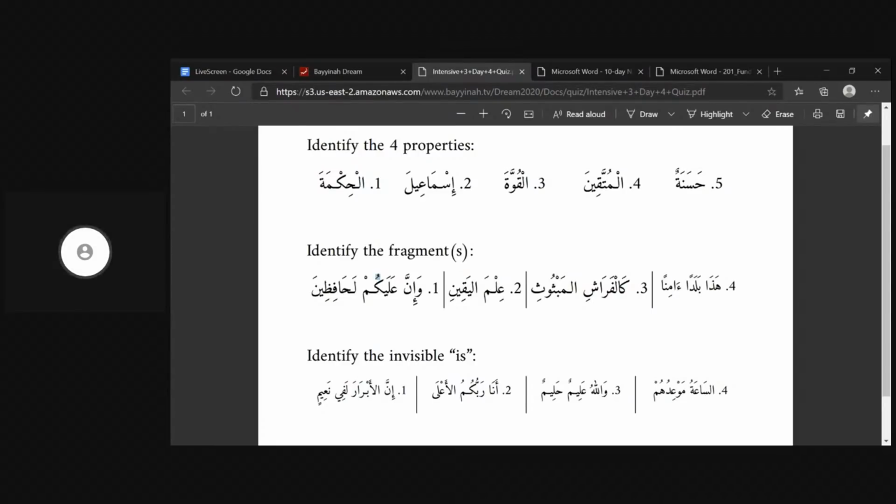Alaykum is one of them, harf jar, and its ism. And then there's also a harf nasab. Wa inna, and then lahafidhin is the ism of inna. So this is two fragments. Just because it's a sentence doesn't mean there aren't any fragments available.